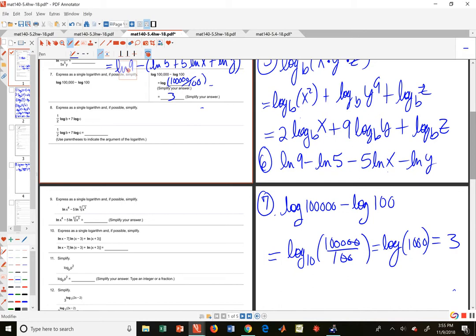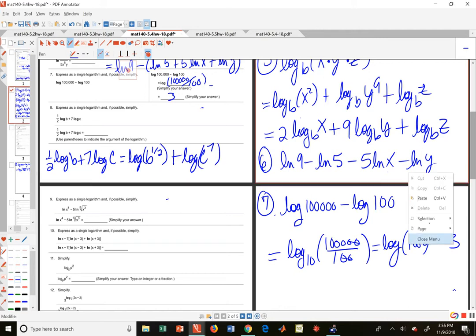Number 8's the same kind of thing, but this time we're going to use the property that the multiple on the outside can come in as an exponent. So keep in mind we're going in reverse now of what we're seeing in problems 1 through 6. These are both common logarithms. There's no base stated. You bring the 1/2 on the inside of that logarithm, and you bring that 7 on the inside of that logarithm. All right, and now we're not done because that's the sum of two logarithms.